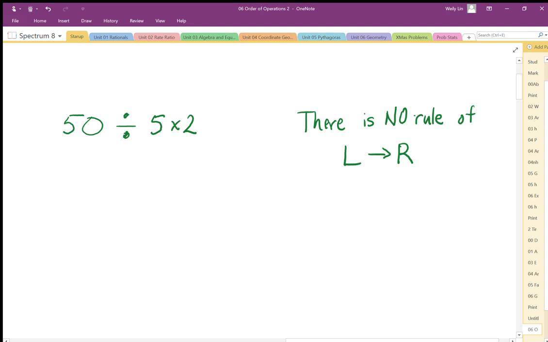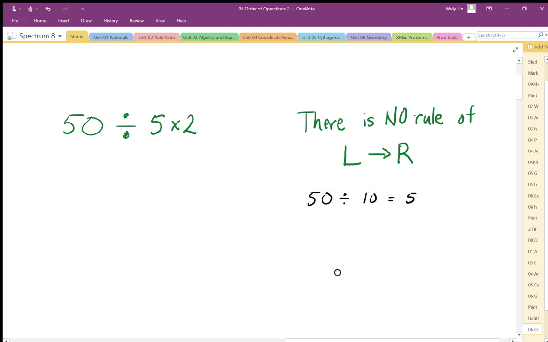So because there's no left to right rule, this calculation actually is a big problem. Because you get different results depending on if you do the times first or the divide first. So technically we should be able to do all our times at the same time as our divide. So if I do 5 times 2, so I get 10, and I should be allowed to do this, because times and divide, it shouldn't matter which order I'm doing it in. So 50 divided by 10 is equal to 5. So this should be a perfectly valid solution.